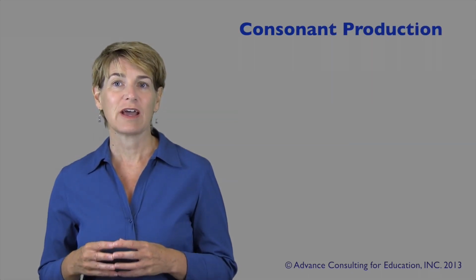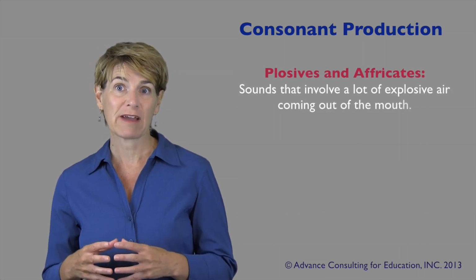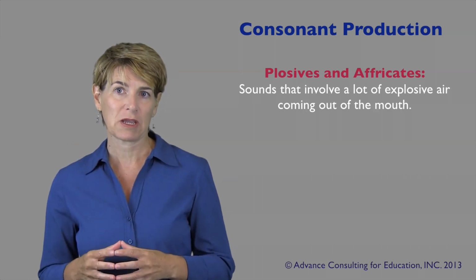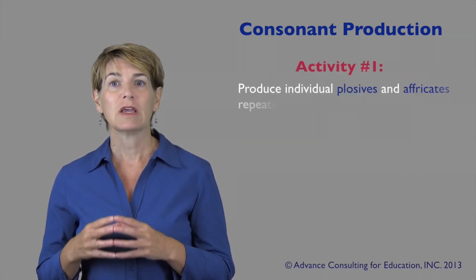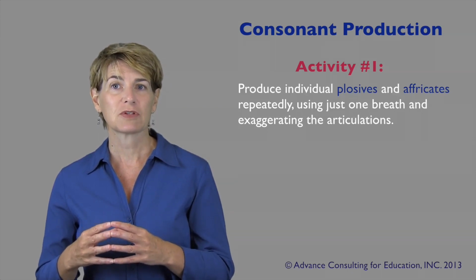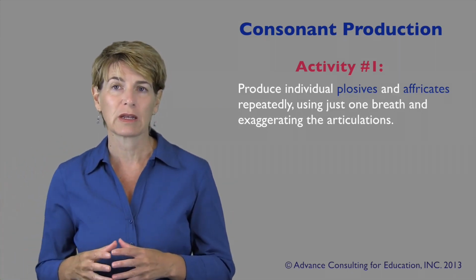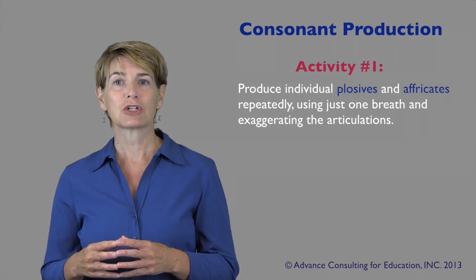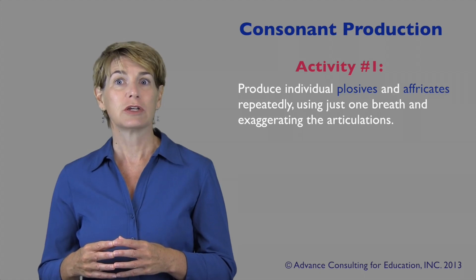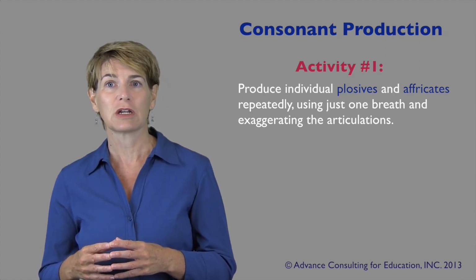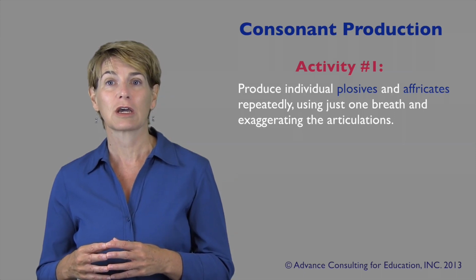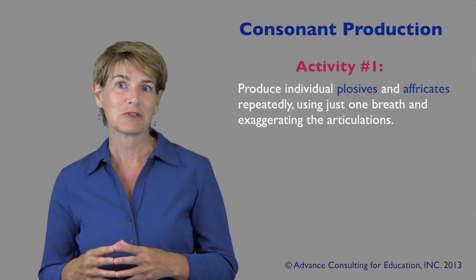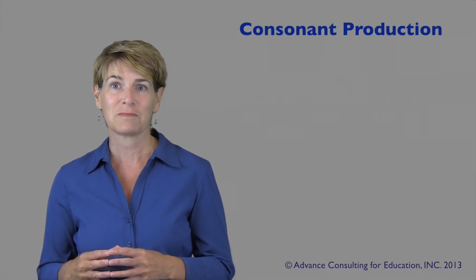The first activity helps students produce the plosives and affricates in English. So these are the sounds that involve a lot of explosive air coming out of the mouth. So for this activity, pick one of the consonants and simply have students repeat that consonant over and over and over again with an exaggerated articulation. So it sounds like this. And so on with whichever plosives or affricates you want students to practice.